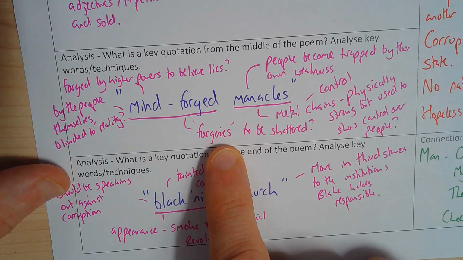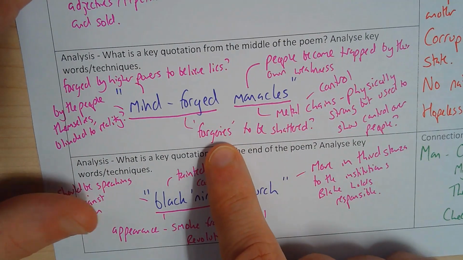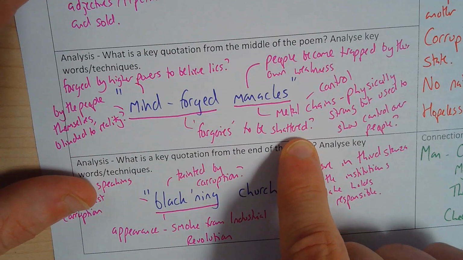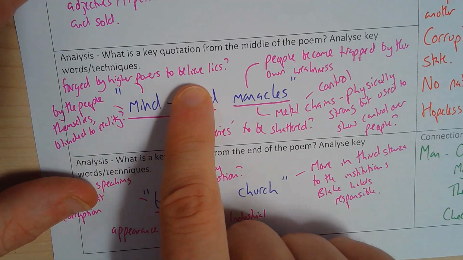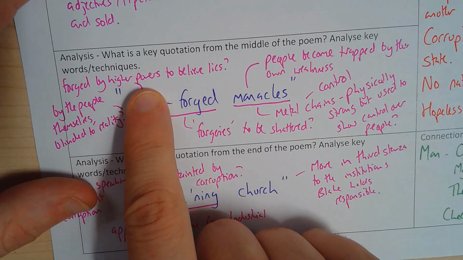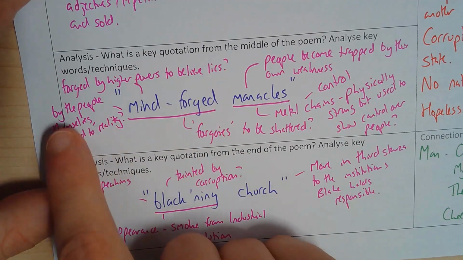Could also be forged by higher powers. Who's done them? Is it the case that the state, the government, the church have forged people to believe lies or corruption? Or is it the people themselves who are blinded to the reality of everyday life, and if they just thought, then they could shatter these illusions as well? It's a lovely quotation to think about, quite dark imagery as well, the simple use of alliteration.